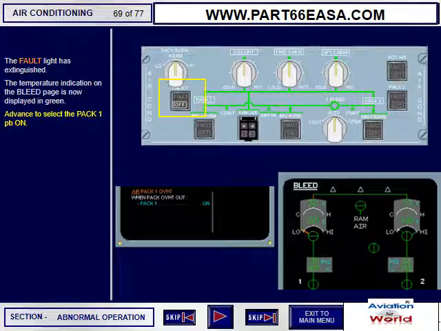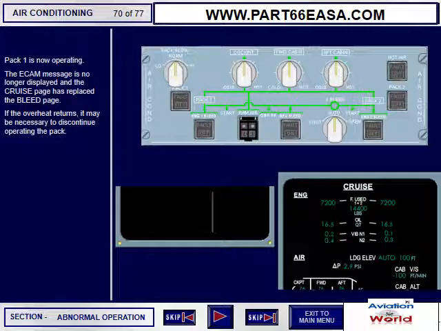The temperature indication on the bleed page is now displayed in green. Advance to select Pack 1 push button on. Pack 1 is now operating. The ECAM message is no longer displayed and the cruise page has replaced the bleed page. If the overheat returns, it may be necessary to discontinue operating the pack.